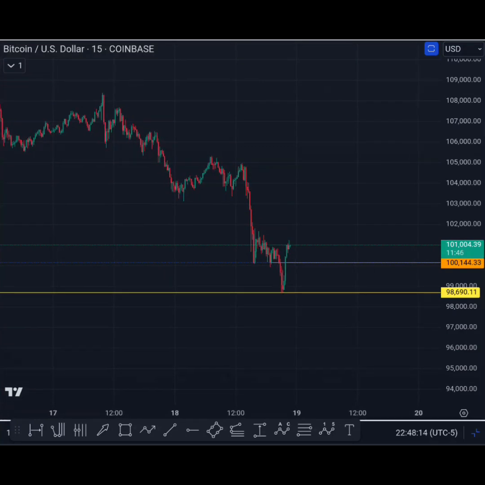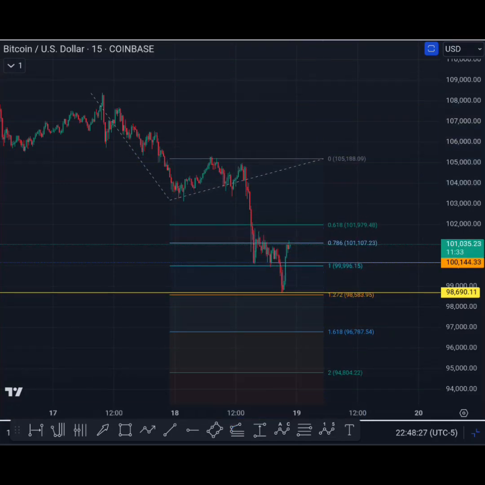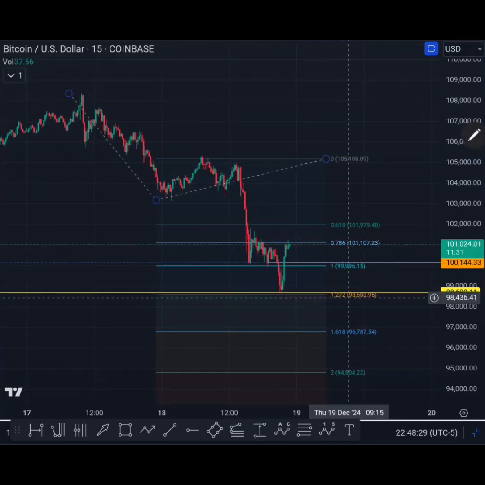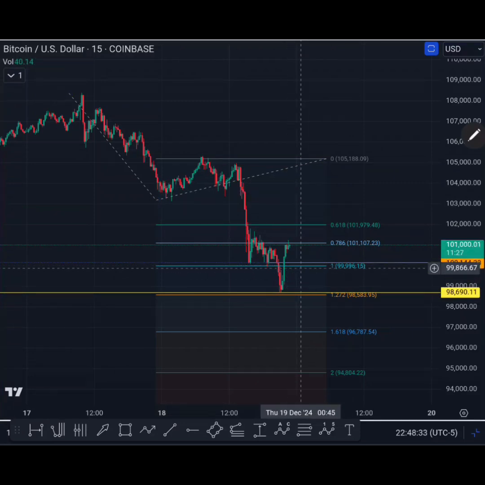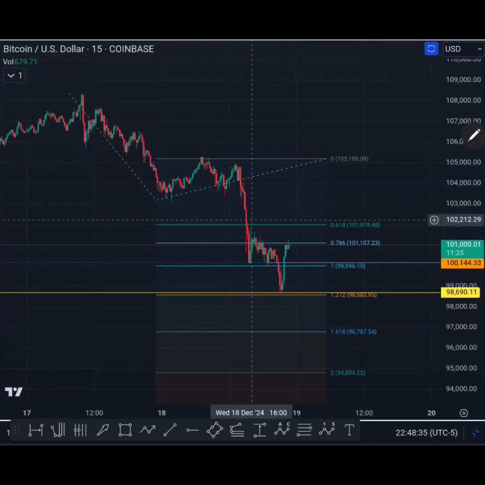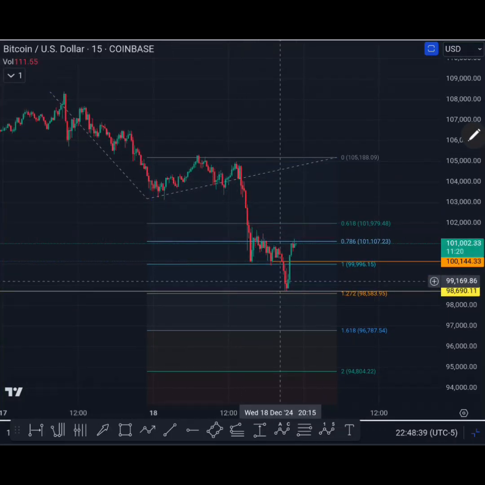See if this move is completed. It looks decent for a completion. Let's see how it measures. Measure from the top to this low. We got to the 1.272 fib extension. That works well for some kind of ABC. You could also count this as 1, 2, 3, 4, 5. Don't really care either way. It has some kind of ending measurement.